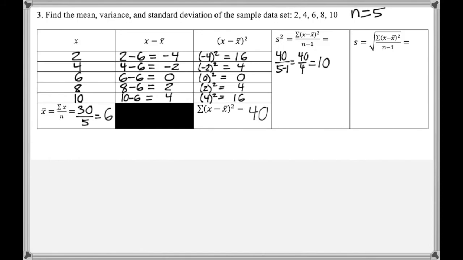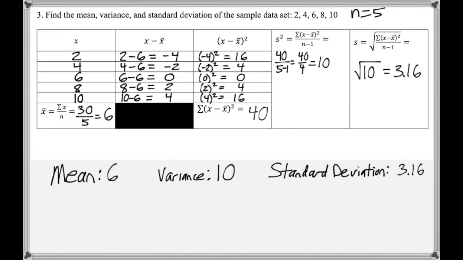So this is the variance. And then to get the standard deviation, we want to take the square root of the variance. So we are taking the square root of 10 to get 3.16. So for my final answer, the mean is 6, the variance is 10, and the standard deviation is 3.16.